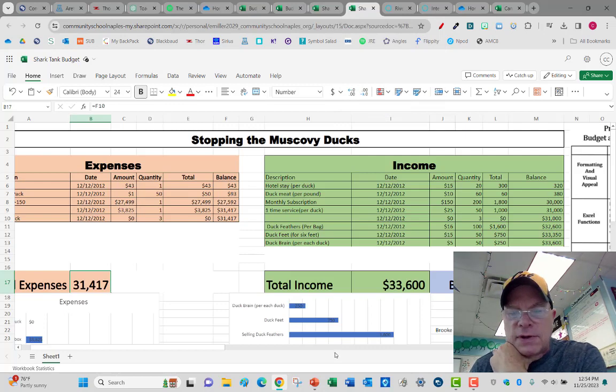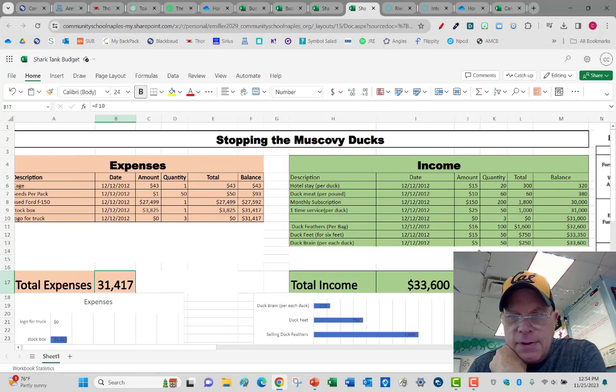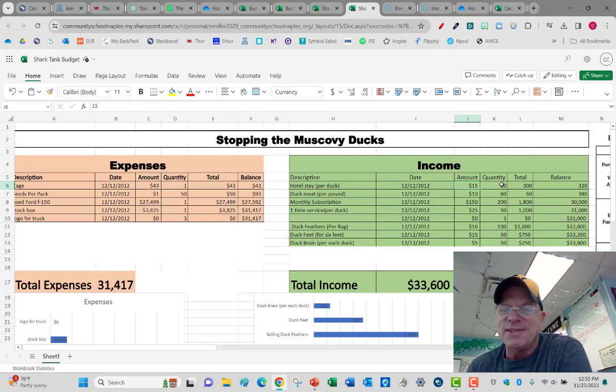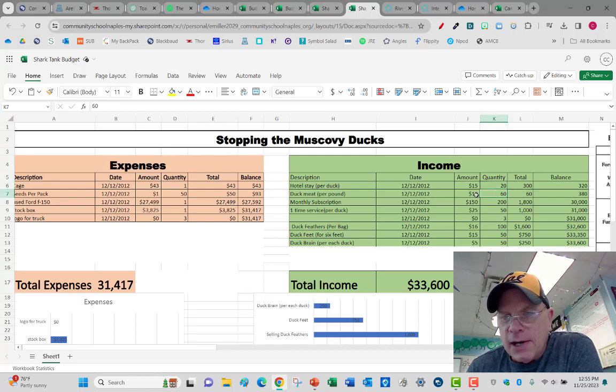Sometimes it's a little trickier. If you look at this Muscovy duck project, they've got income like hotel stay per duck, $15 for a stay in a hotel for each duck. Without the context or hearing that presentation again, it's hard for me to remember exactly what that entails or how they come up with that. But if they're going to have 20 hotel stays, that's $300 income. They're going to sell duck meat at $10 a pound. They're expecting to sell 60 pounds. So that should actually be $600.